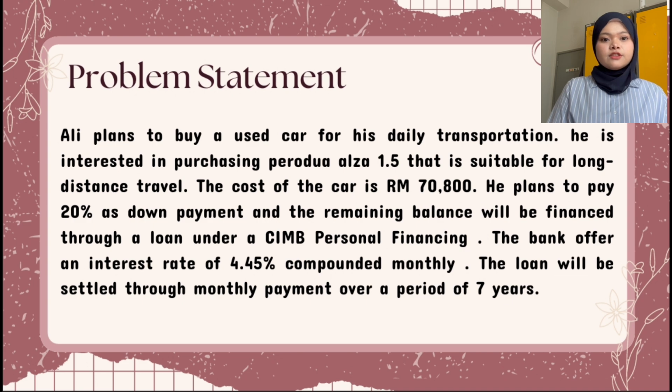The problem statement for case 2 is: Ali plans to buy a used car for his daily transportation. He is interested in purchasing a Perodua Alza 1.5 that is suitable for long distance travel. The cost of the car is 70,800. He plans to pay 20% as a down payment, and the remaining balance will be financed through a CIMB personal financing. The bank offers an interest rate of 4.45% compounded monthly. The loan will be settled through monthly payments over a period of 7 years.